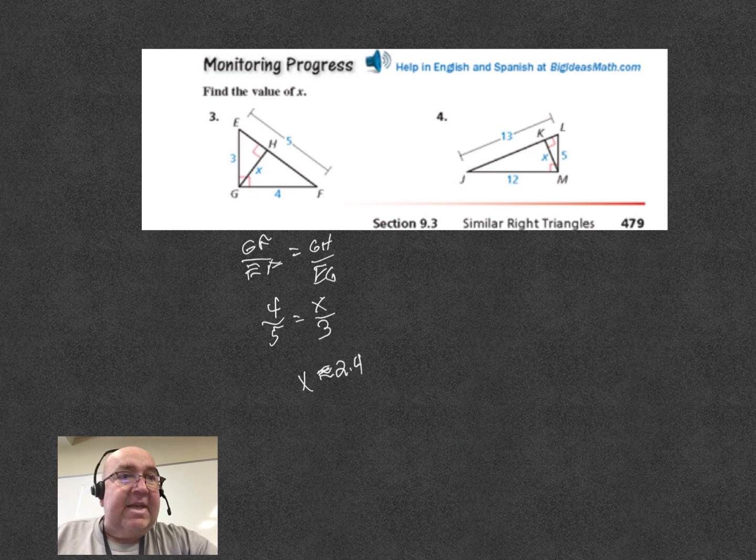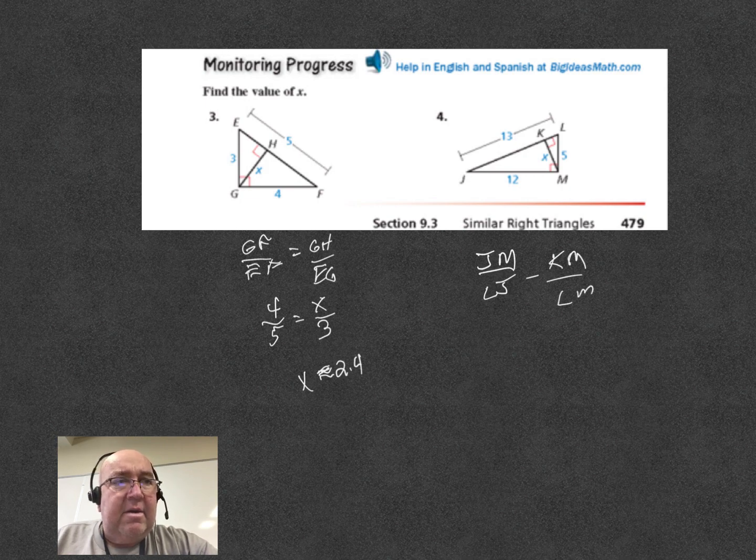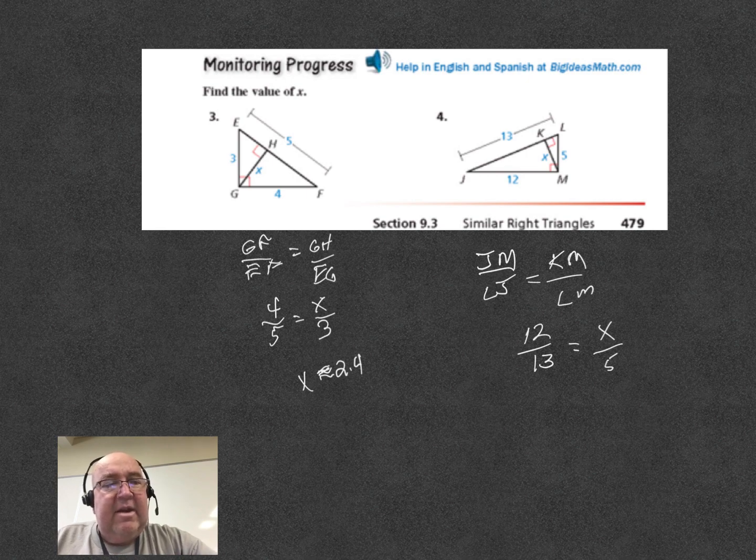Okay, so in this case we're going to take JM and LJ and ratio it to KM and LM. So we're going to have 12 over 13 is equal to x over 5. Again, multiply cross by 5. This time we ended up with an about because we have decimals, and that number is 4.6.